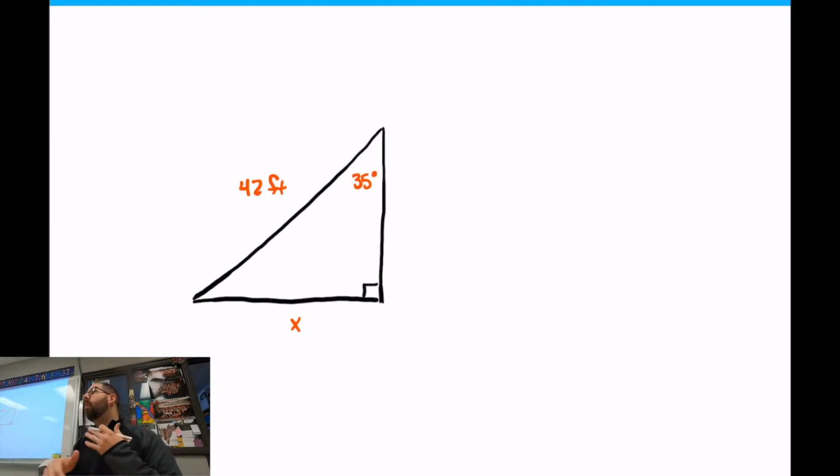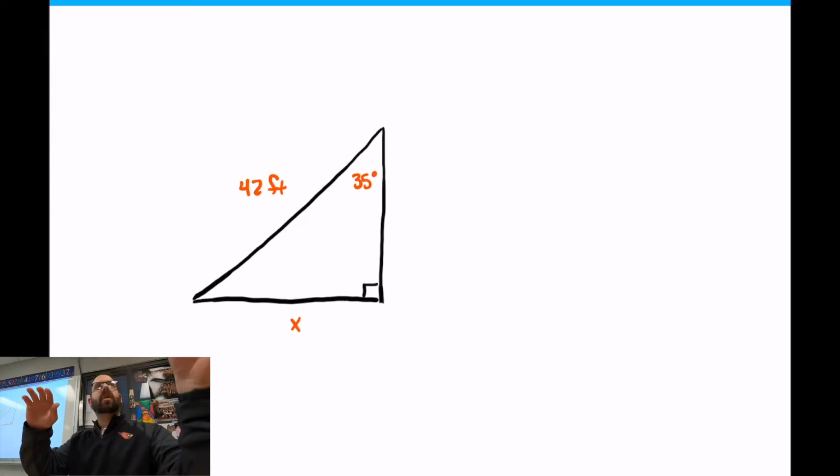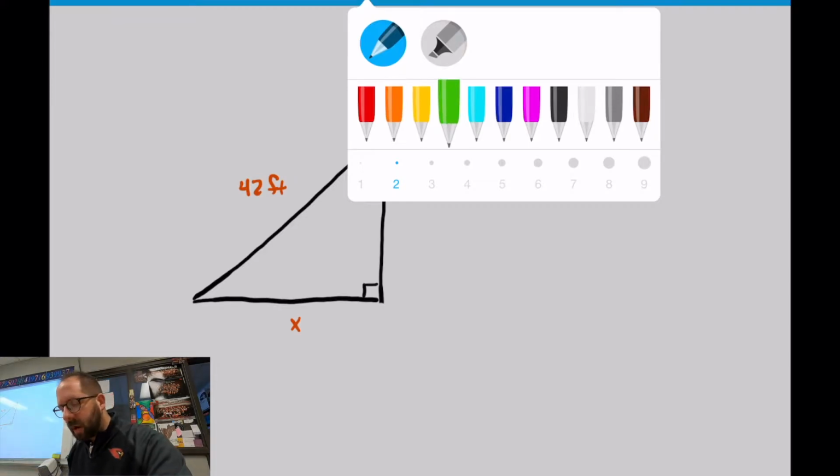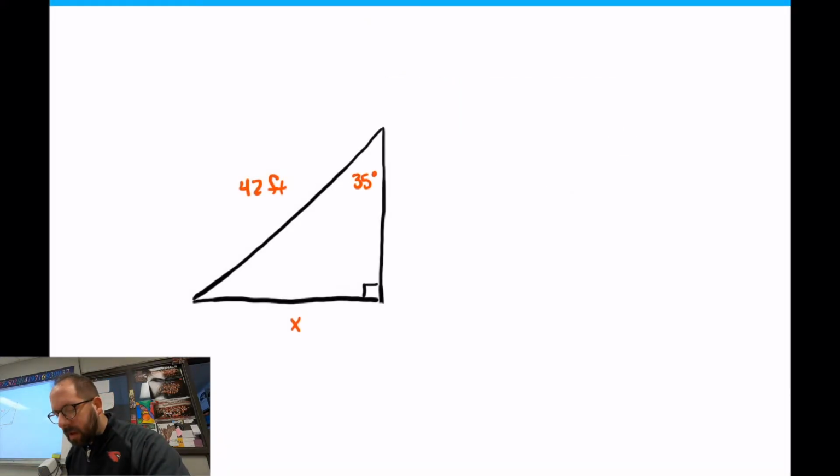Now, I want to talk about why it's sine and how I know right away. It's because of the labeling situation. Before I even guess at a trig function, sine, cosine, tangent, I just label my picture. That's how I know it. What I mean by label, I find where my angle sits. My angle is right here. This is the angle that I'm using. I'm going to look at the labels from that angle. So if you have a couple different angles, just pick one and label the picture from that angle.